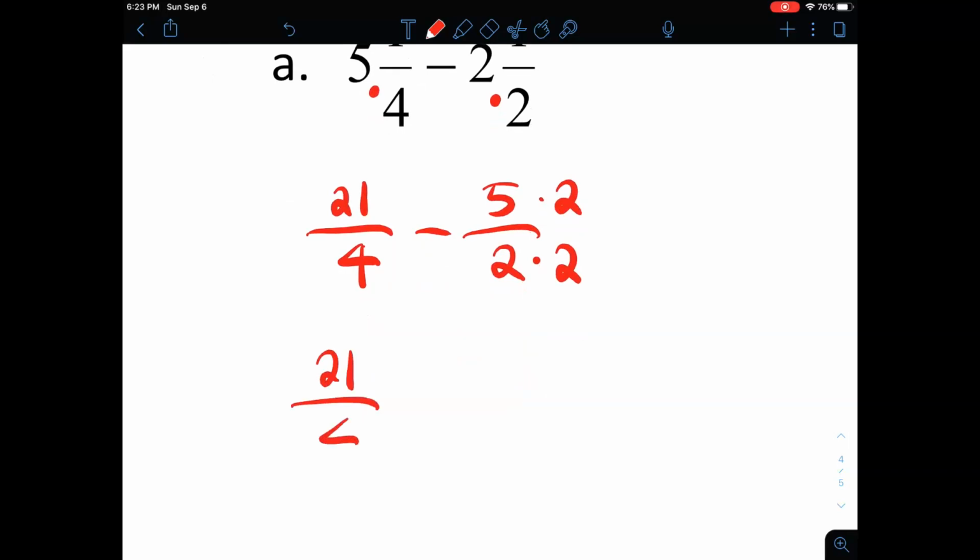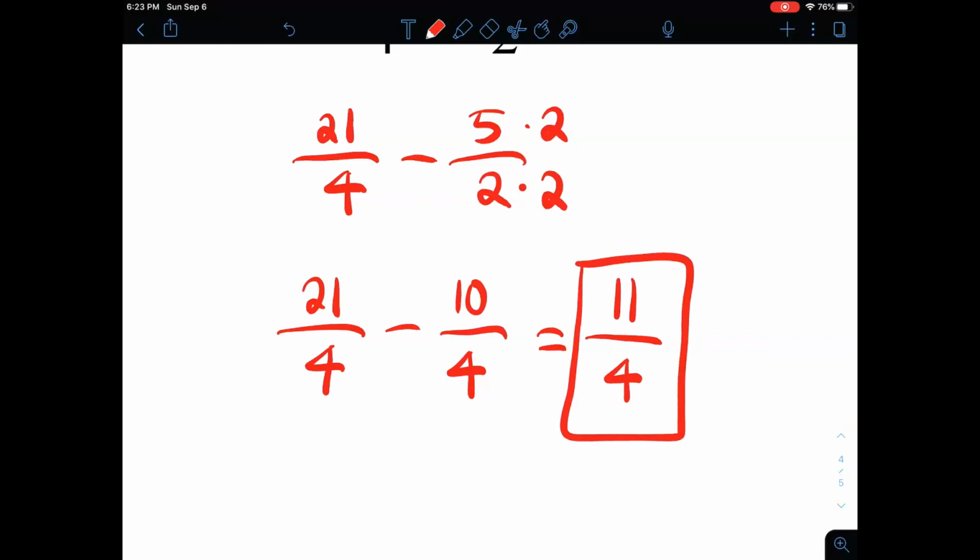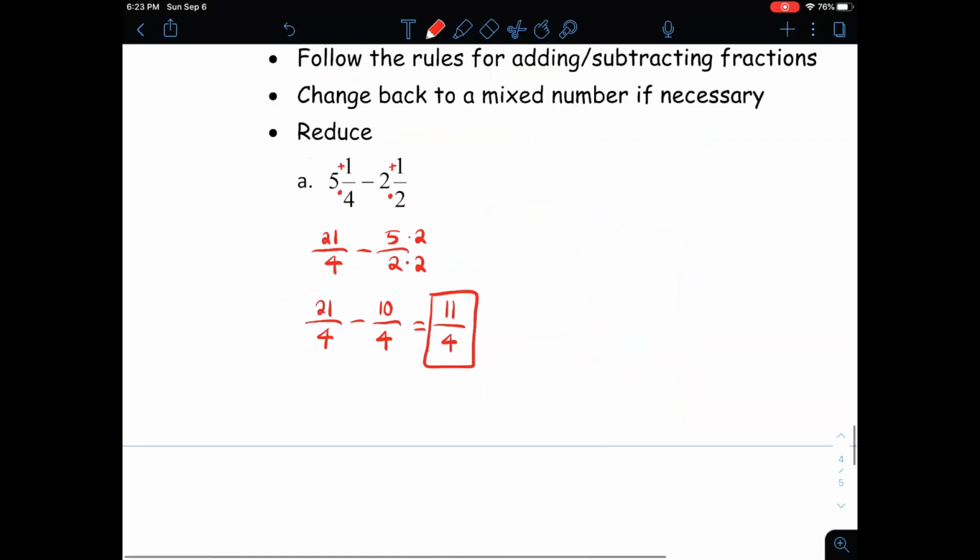So now we have 21 over 4 minus 5 times 2 is 10 over 4. And what's 21 minus 10 going to be? Now we subtract the top to keep the bottoms the same. So 21 minus 10 is 11. And keep the denominator the same, 11 over 4. I'm going to keep 11 over 4 an improper fraction because I don't care about mixed numbers and I don't care who knows it. So yeah, deal with it, guys. Just kidding. All right, sounds good.